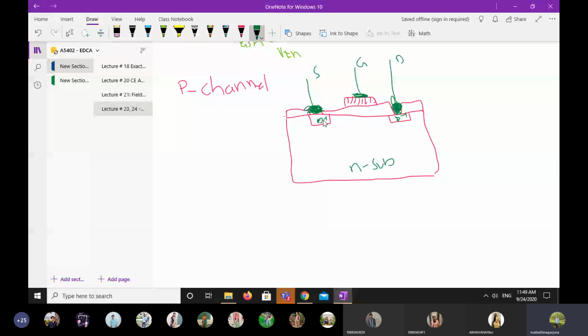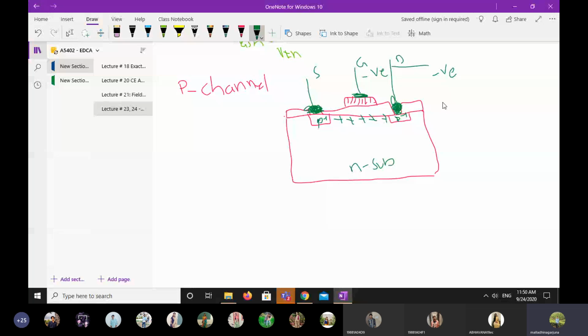To create a channel, we should attract positive holes towards the channel. To attract the holes, we should apply a negative voltage here. The voltage will be negative, so then only the holes will come and be placed over here. Then it will attract the holes and they will come out from the device.